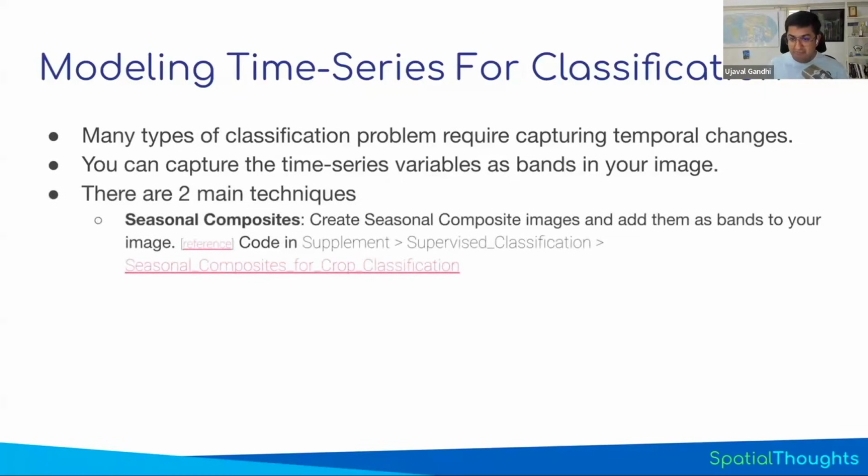So instead of doing a yearly composite, you just say, I will take one composite for each season, one for the growth season, one for the harvest season, one for the barren season, and so on. Whatever season makes sense for your crop that you're trying to classify. And then you use information from all of those composites as bands and use them in your classification. Let's see the example for this.